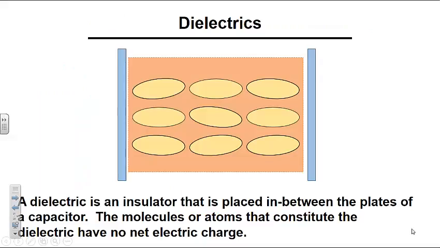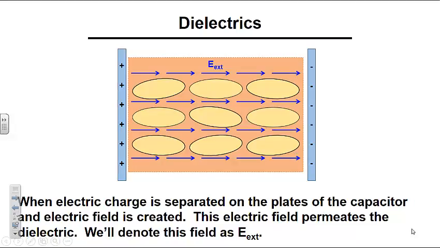A dielectric is an insulator that is placed in between the plates of a capacitor. The molecules or atoms that constitute the dielectric have no net electric charge. In this picture, individual dielectric molecules or atoms are indicated by ovals. When electric charge is separated on the plates of the capacitor, an electric field is created. This electric field permeates the dielectric. We would denote this field as E external.